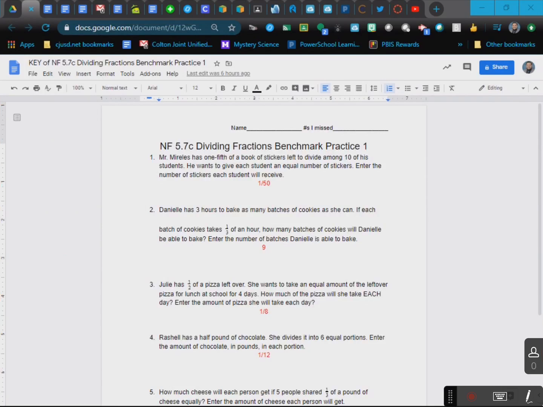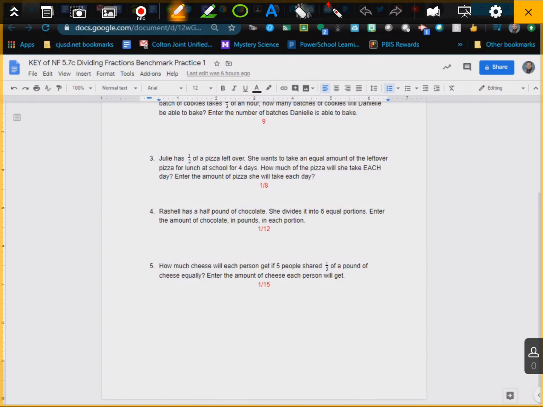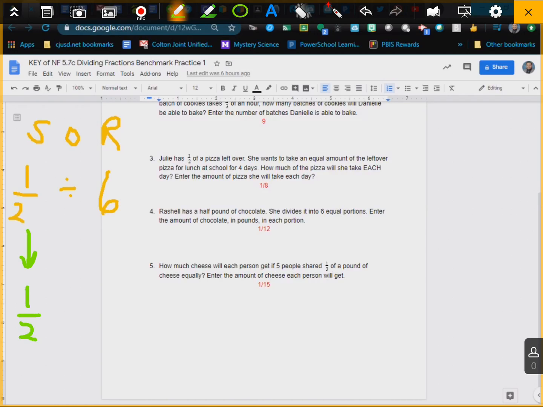All right, we got 2 more problems and we're going to be done. Number 4, Rochelle has half a pound of chocolate. She divides that half a pound of chocolate into 6 equal portions. So the half a pound is being divided by 6. So same, 1/2 stays the same. Opposite of division is multiplication. Reciprocal is 1/6. 1 times 1 is 1. 6 times 2 is 12. 1/12 is our final answer.